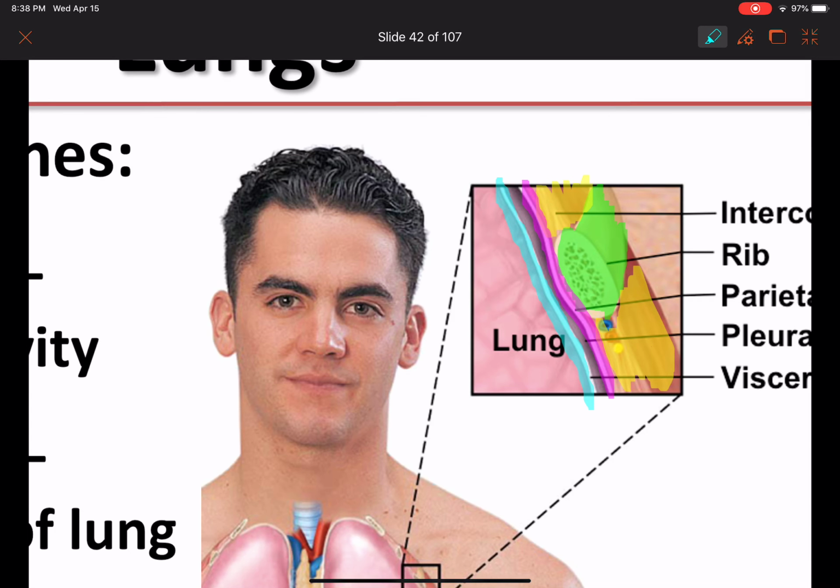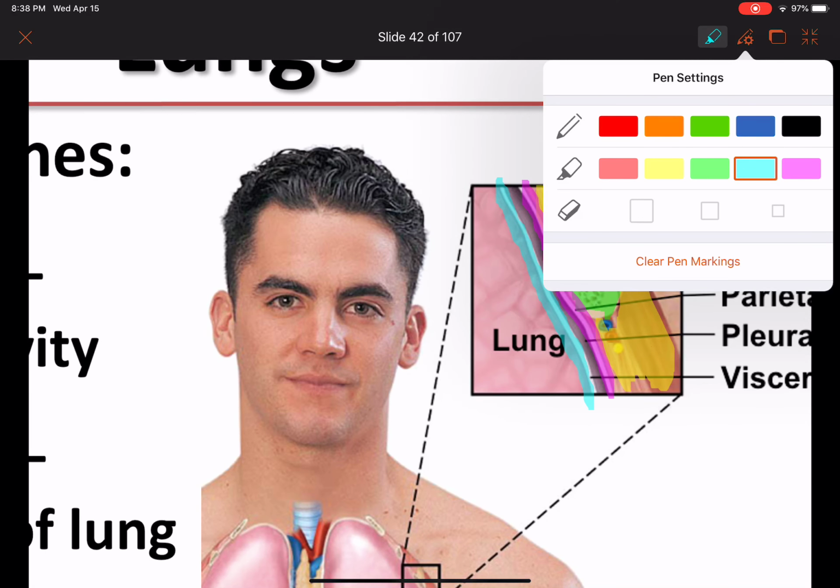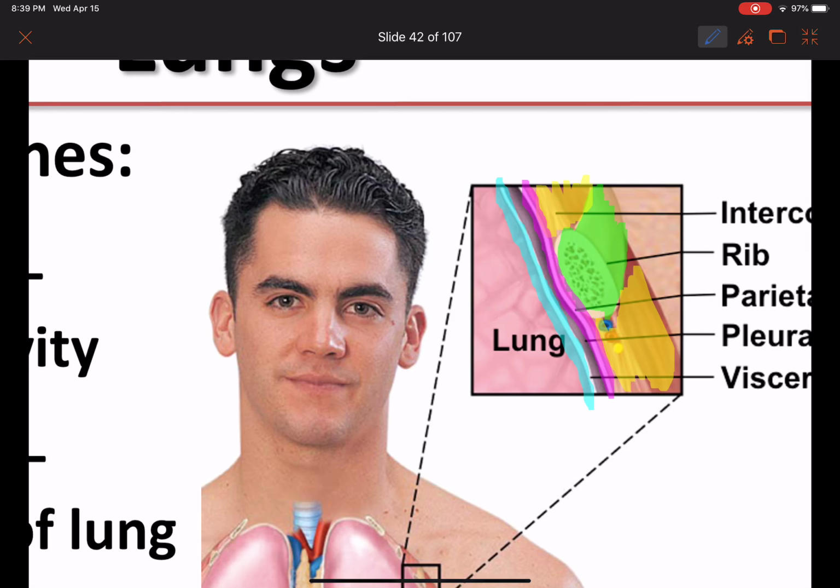And then between these two layers, we have a pleural cavity, or an intrapleural space, as it's sometimes referred to, which I'll refer to later on. Let me choose a different color here. Maybe I'll just go with good old blue. All right. So it's within this space that we have this serous fluid, the pleural fluid, being secreted.